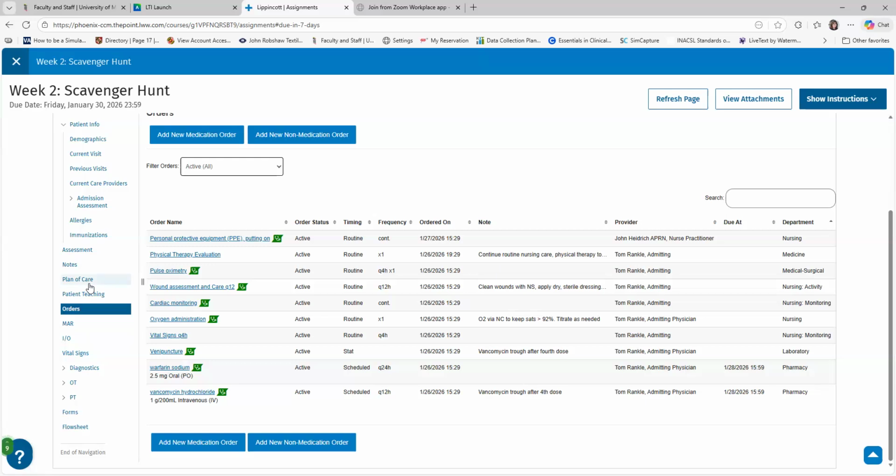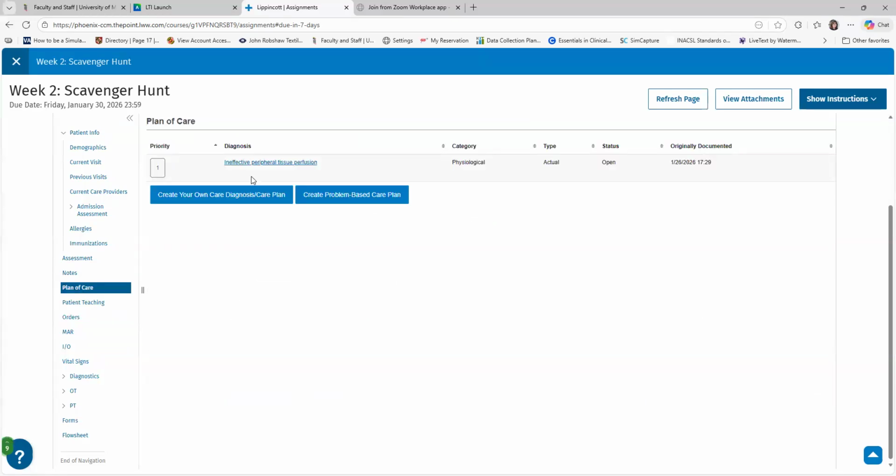Where you can find them is right here under plan of care. And you can see, as I mentioned, because that patient has cellulitis, their nursing diagnosis is ineffective peripheral tissue perfusion. All right. These are something that you're going to start hearing a little bit more about. We're going to try to implement them in lab.